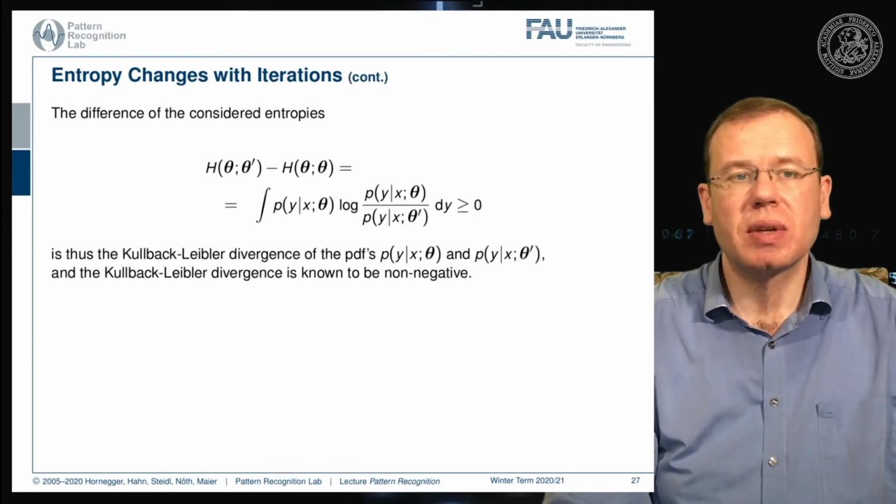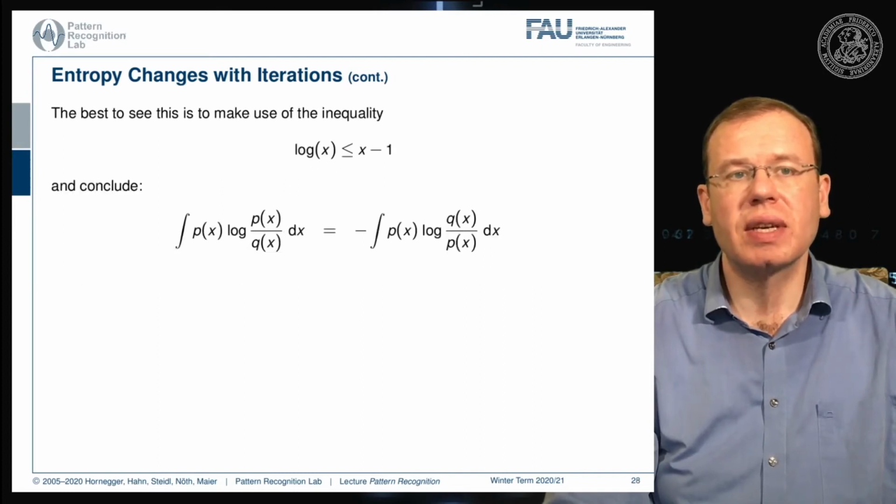So what we're actually computing here is the Kullback-Leibler divergence of the PDFs of p of y given x and parameter set theta, and p of y given x and parameter set theta prime. We already know that the Kullback-Leibler divergence is non-negative. Still, we can have a little more look into these equations, and we can see that quite easily if we make use of the inequality that the logarithm of x is always lower than x minus 1.